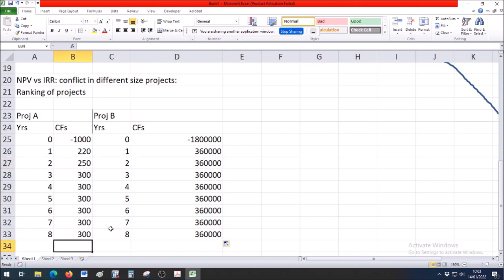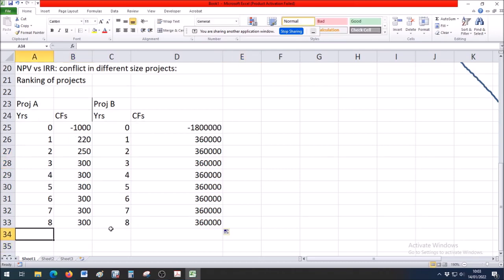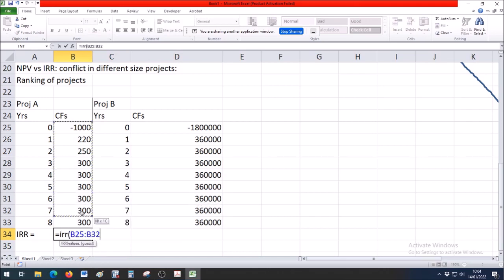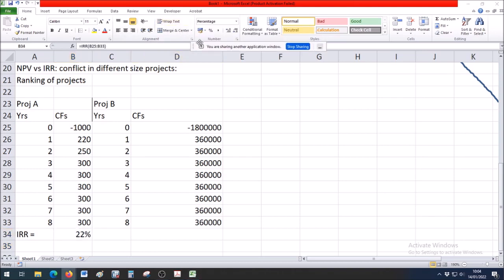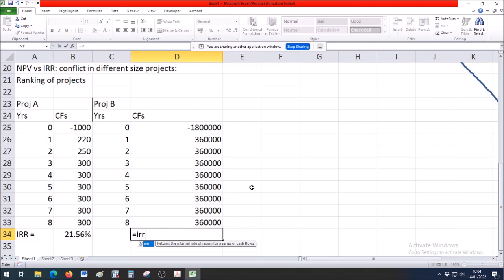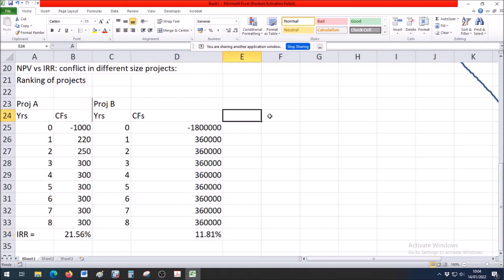Let's calculate IRR for both of these projects. Equals IRR, open the brackets, and just enter the numbers. That sounds great. That's like 21.6%. Great. Now let's find the IRR for project B. Equals IRR, open the brackets, put the numbers there. It's only 12%, even less. So bad.